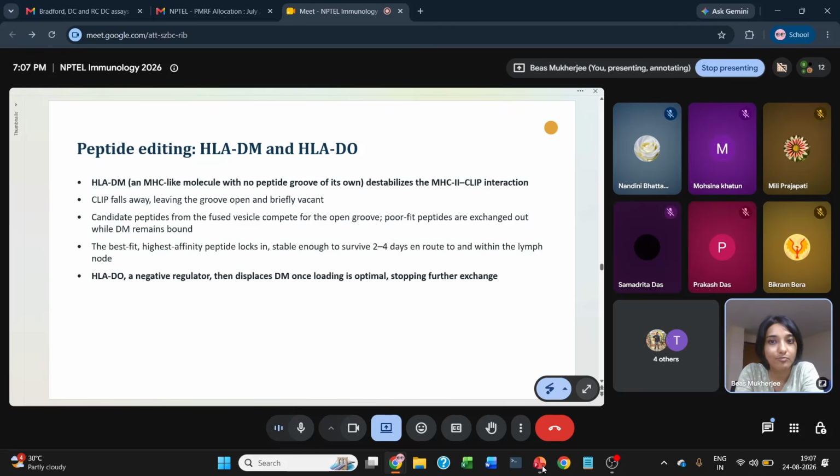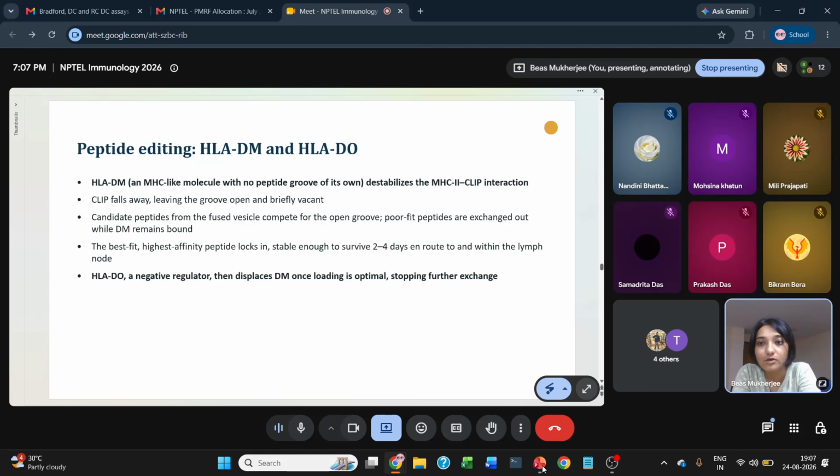HLA-DM is an MHC-like molecule with no peptide groove of its own. It destabilizes the MHC2 CLIP interaction. CLIP falls away, leaving the groove open and briefly vacant. Candidate peptides from the fused vesicle compete for the open groove, and poor-fit peptides are exchanged out while HLA-DM remains bound.